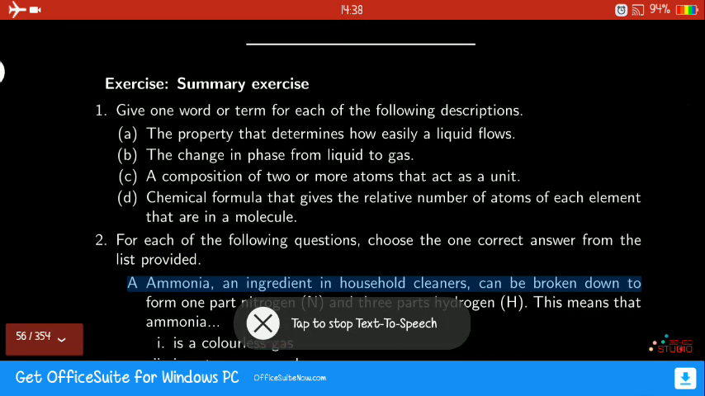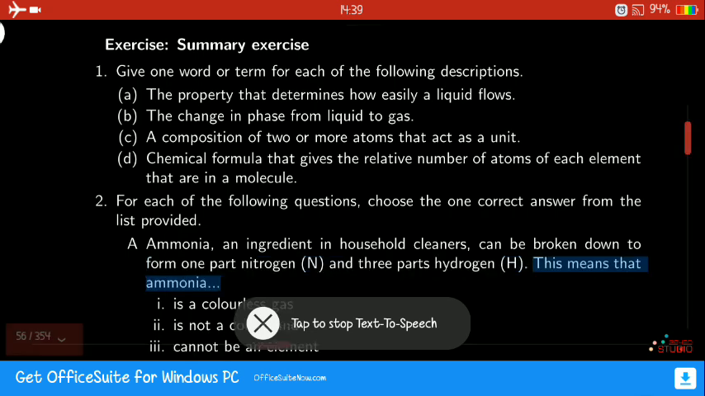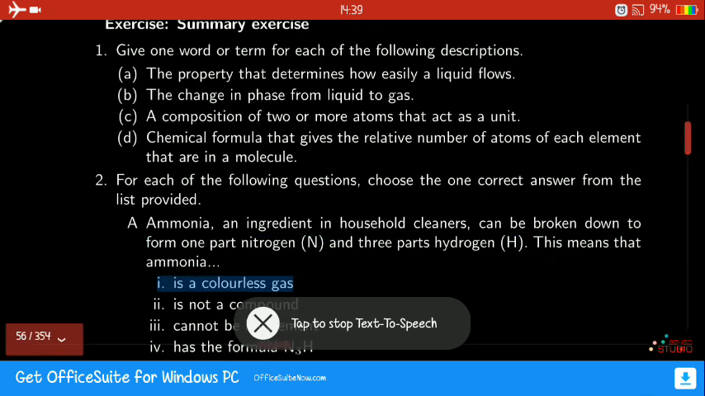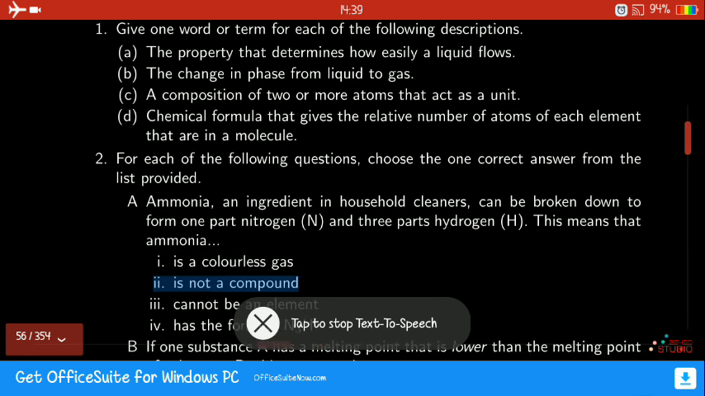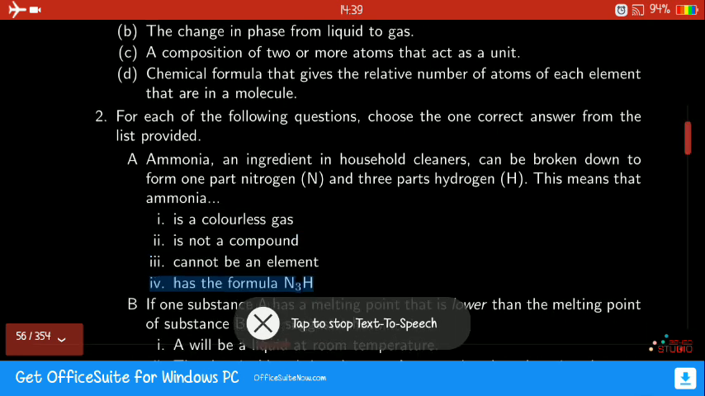Ammonia, an ingredient in household cleaner, can be broken down to form 1 part nitrogen (N) and 3 parts hydrogen (H). This means that ammonia is a colorless gas. It is not a compound. It cannot be an element if it has the formula N3H.